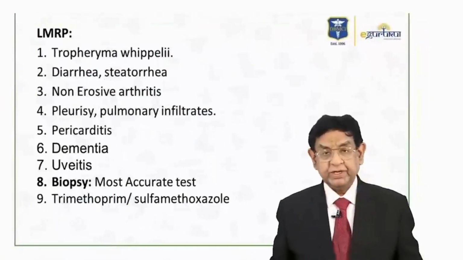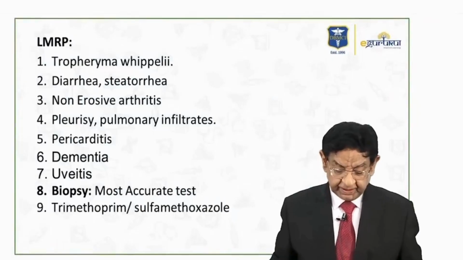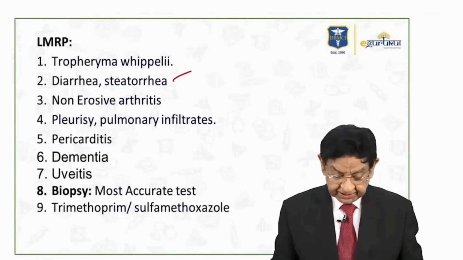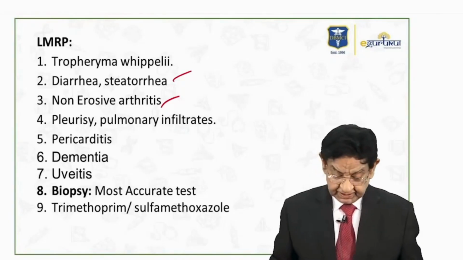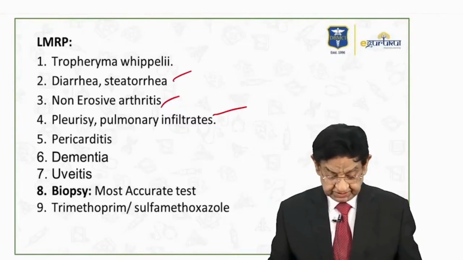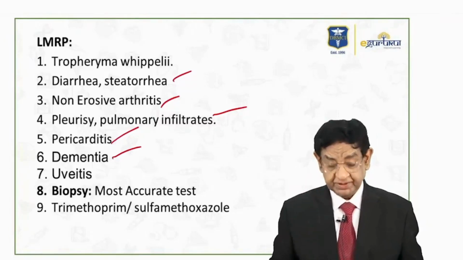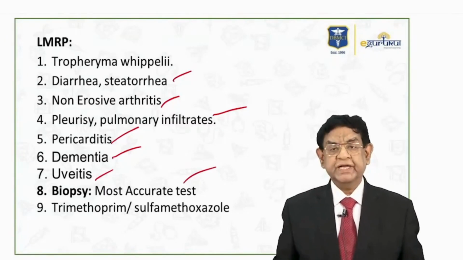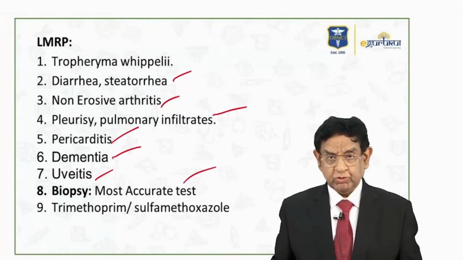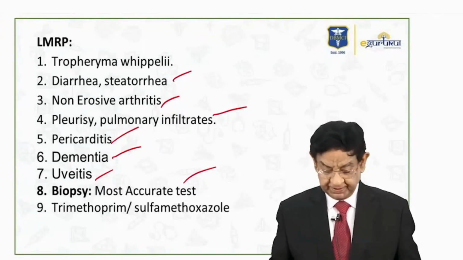So, a quick recap of the LMRP, last minute revision point: Whipple disease, diarrhea, steatorrhea, non-erosive arthritis, lung infiltrates, pericarditis, reversible dementia, uveitis. Most accurate is biopsy, and co-trimoxazole for 12 months. This is all for LMRP.